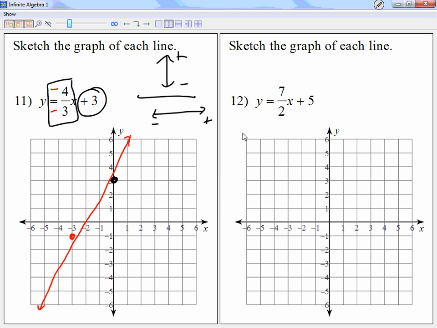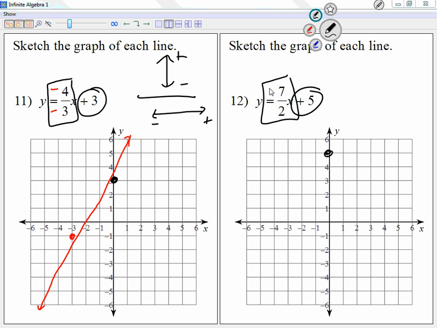Let's take a look at number 12. I'm going to start with positive 5. So I'm going to write my positive 5. My slope says go up 7, 2 to the right. I don't have room to go up 7. So let me change both signs. Go down 7, 2 to the left. So down 7, 2 to the left. Now I'm going to connect my points as straight as I can. And once again, my line, it's all the possible solutions.